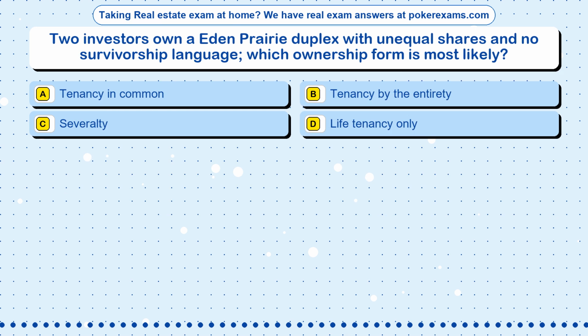Question 45. Two investors own an Eden Prairie duplex with unequal shares and no survivorship language. Which ownership form is most likely? Option A, tenancy in common. Option B, tenancy by the entirety. Option C, severalty. Option D, life tenancy only.